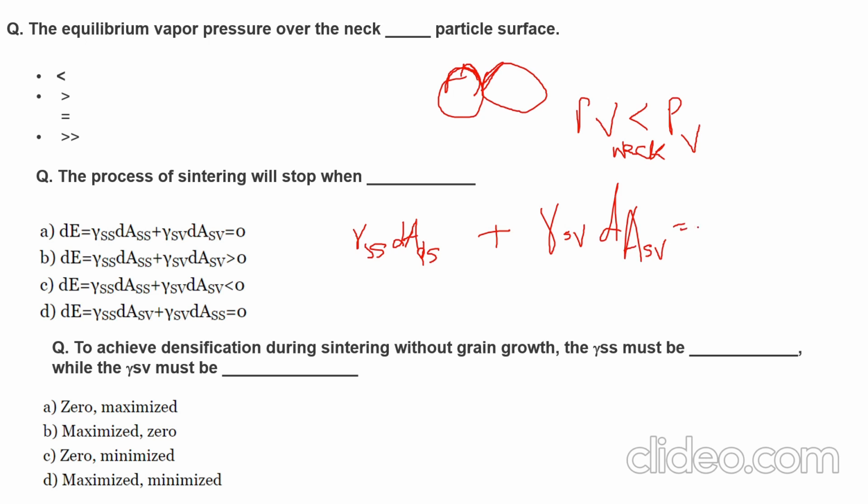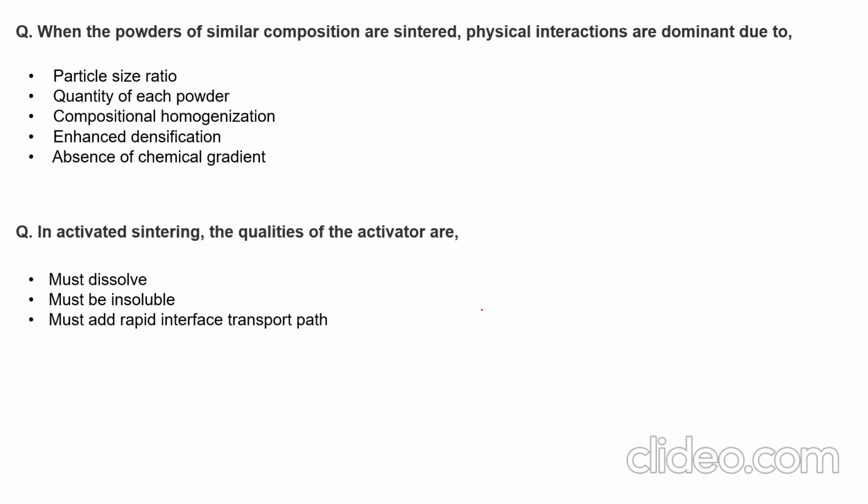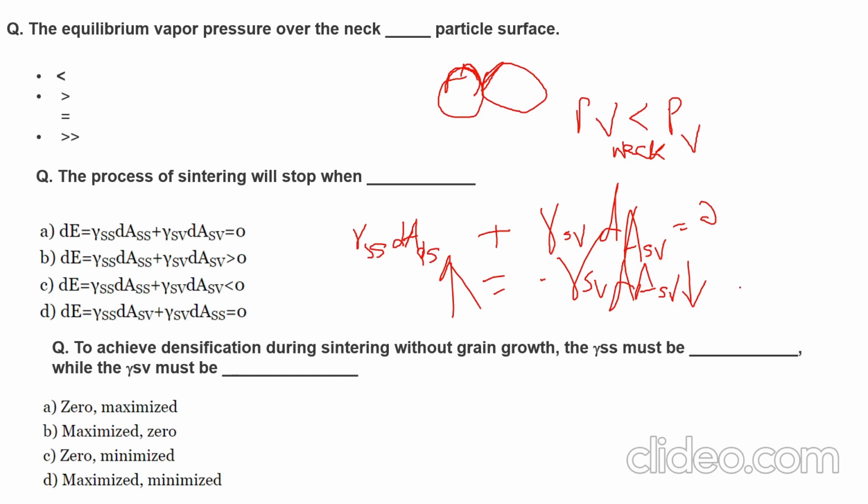So if it is equal to 0, then this will be equal to minus the surface energy of your vapor, dAsB. That means whatever decrease in the solid vapor interface you are seeing will be because a solid solid interface is being created. At the expense of the closing of the pores, you will have solid solid surfaces created, and those solid solid surfaces will result in densification.